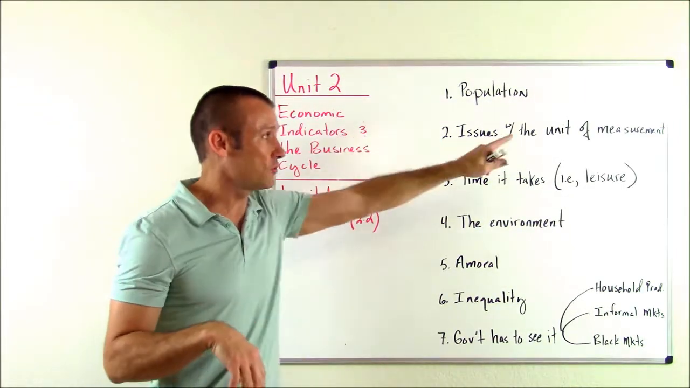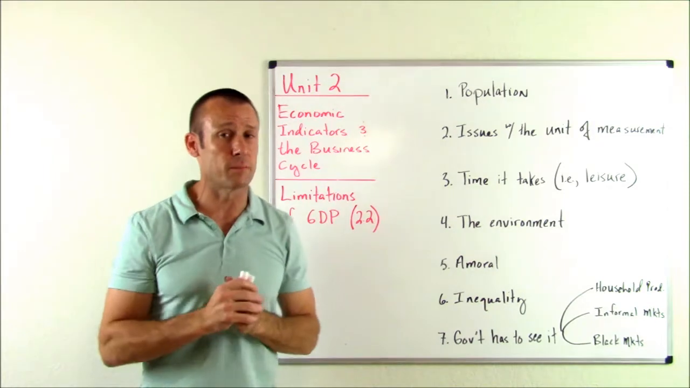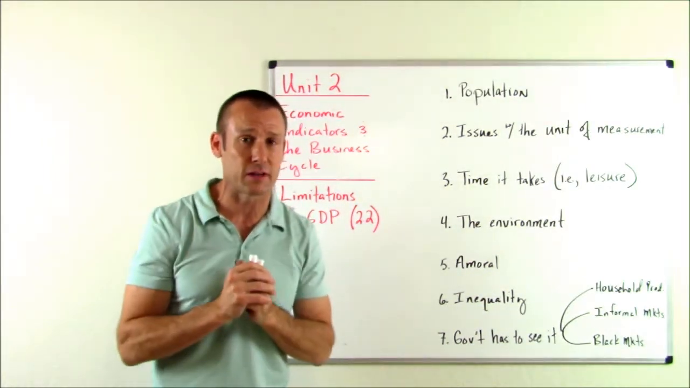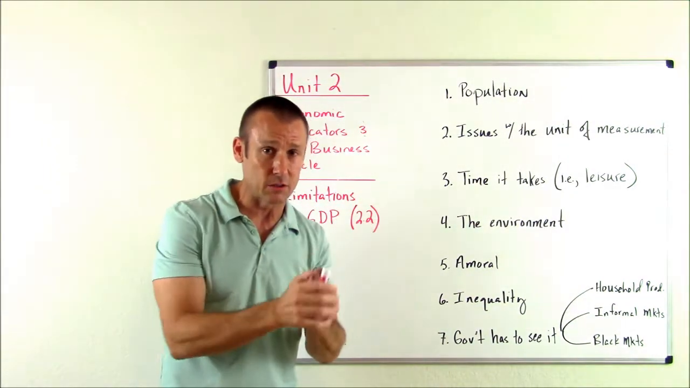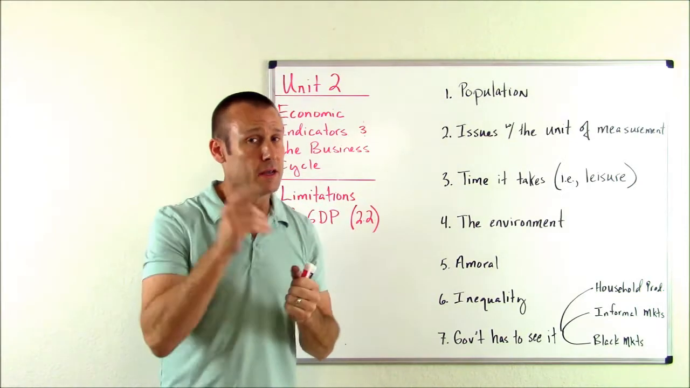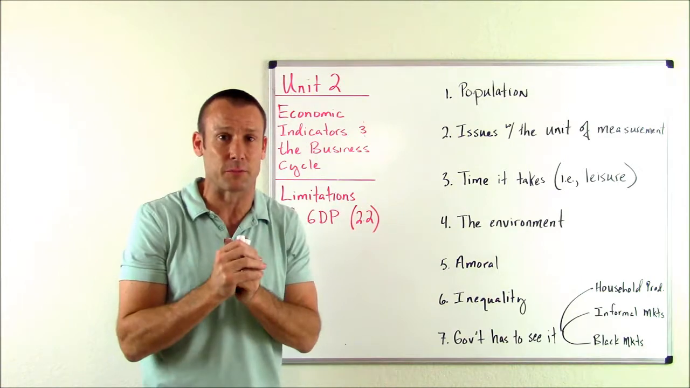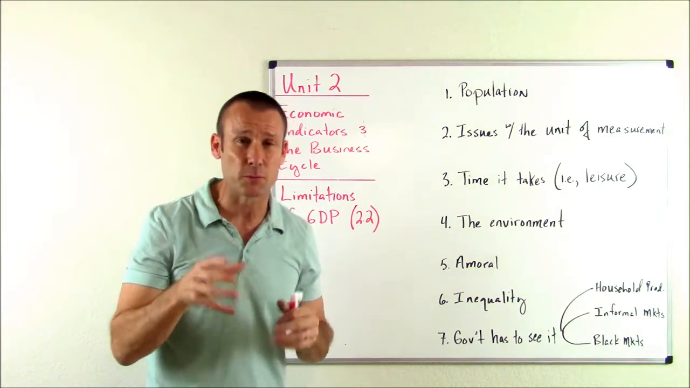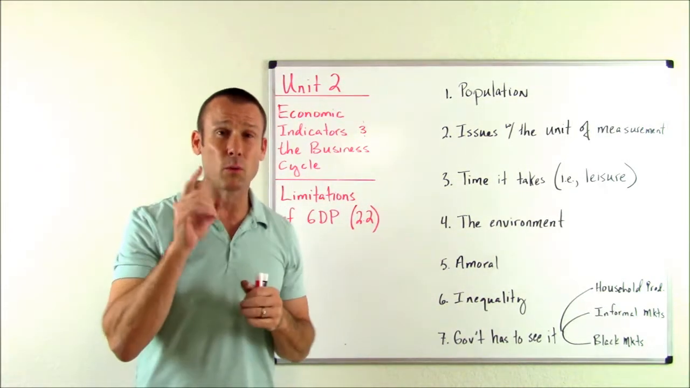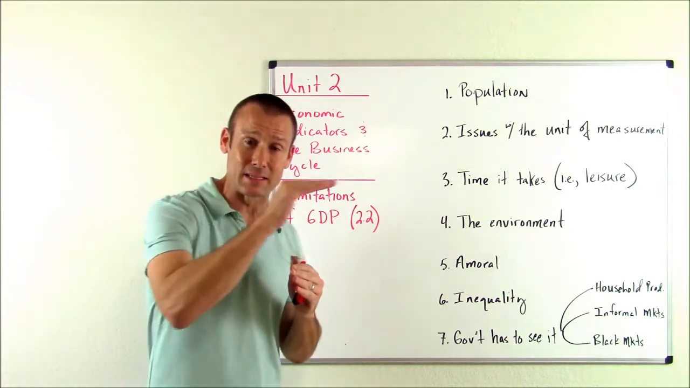Number two, issues with the unit of measurement. What is the unit of measurement? Well, what's that last part of the definition I gave you for GDP? Measured in monetary terms, i.e. measured with the dollar. Is the dollar a good unit of measurement? No, the dollar is not a good unit of measurement. Why? What's the number one attribute we want for a unit of measurement? We want its value to stay constant across time.